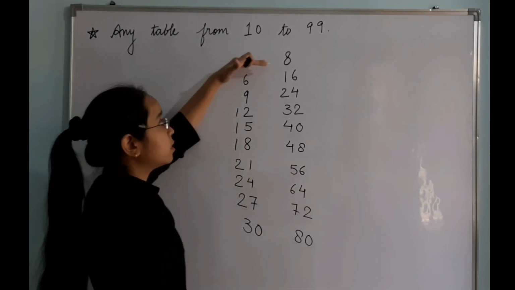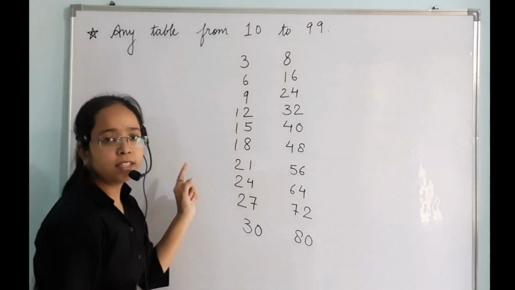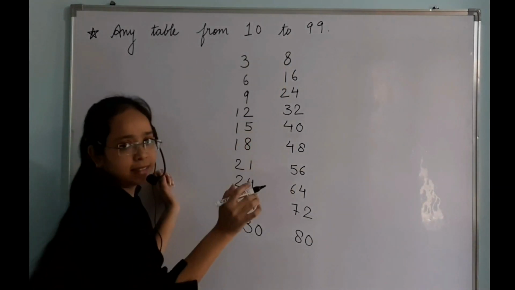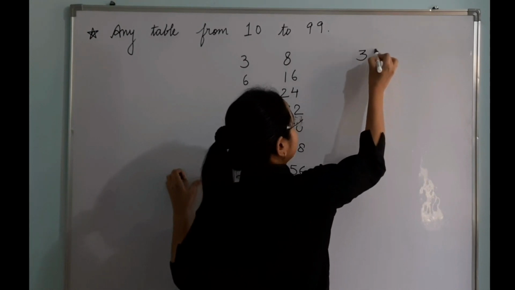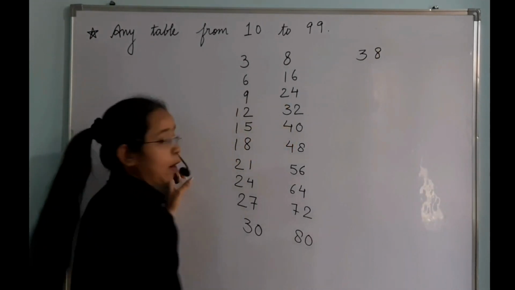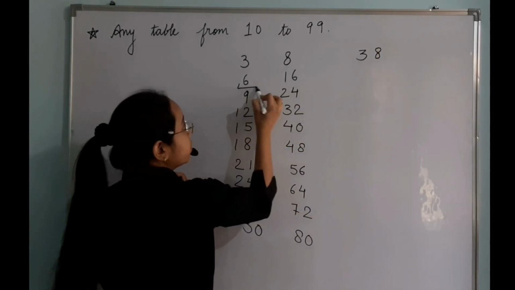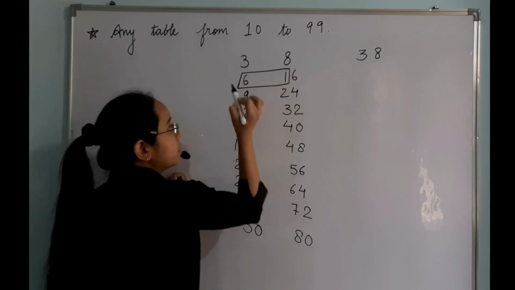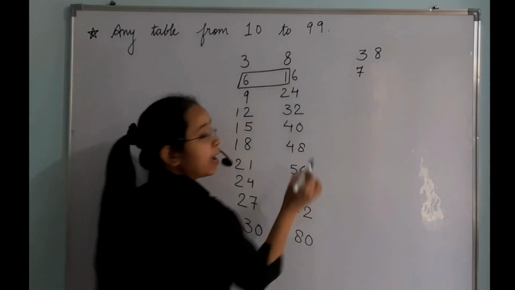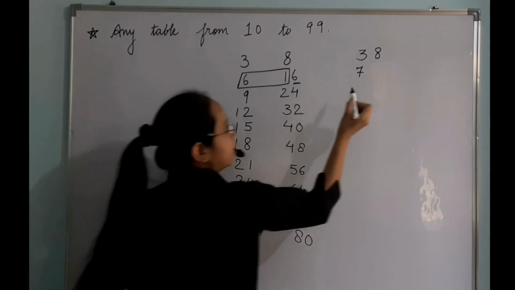Now since the first digit of both the tables is a single digit number, we will write them as it is, 38. Now for the second digit we will add 6 plus 1 which is 7, and write the last digit 6 as it is.